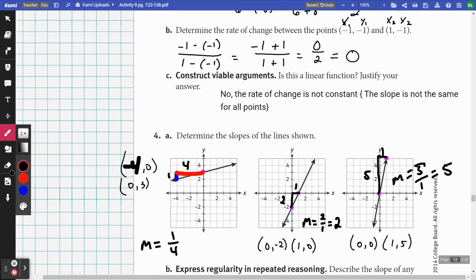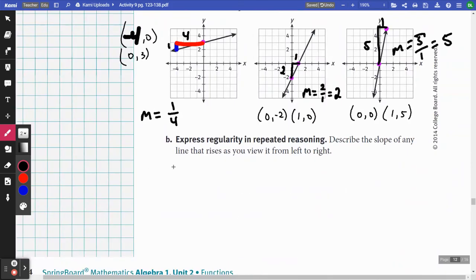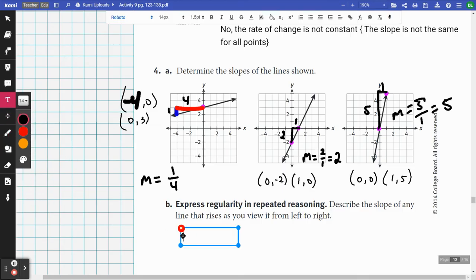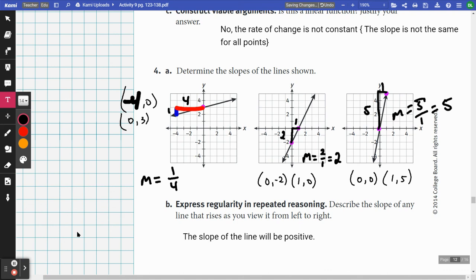Describe the slope of any line that rises as you view it from left to right. All of these rise from left to right, and all these slopes are positive. So when a line rises from left to right, the slope of the line will be positive.